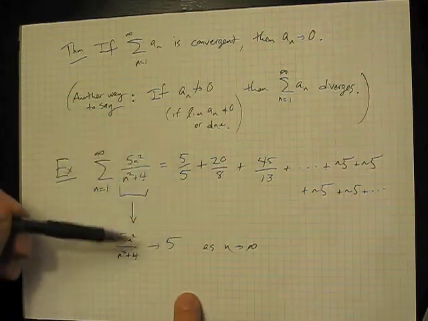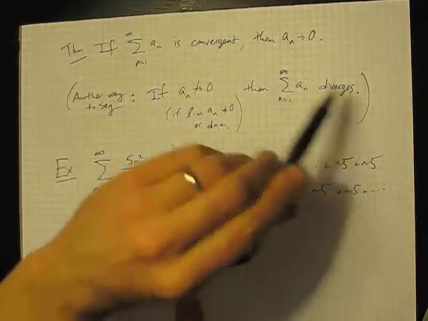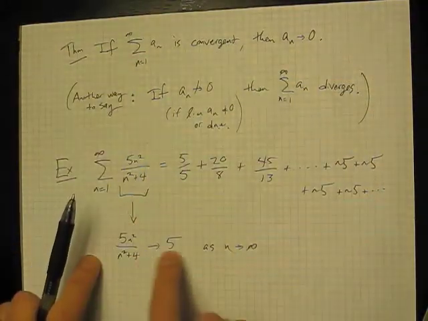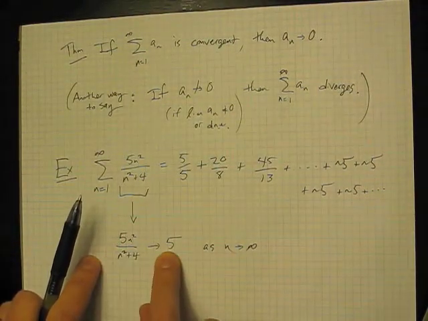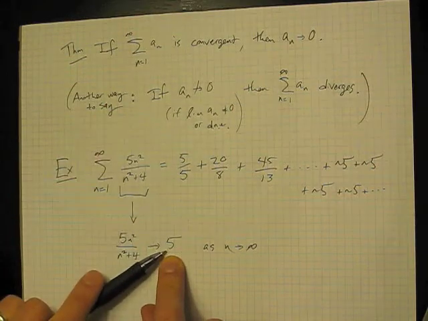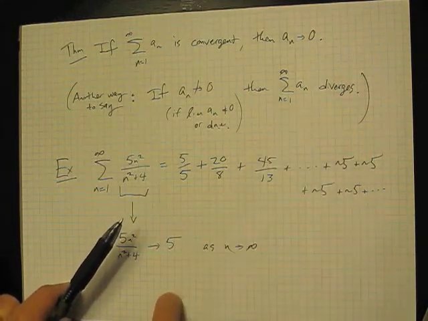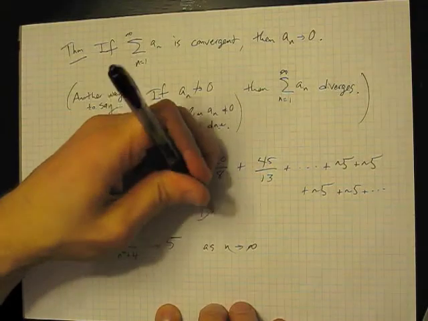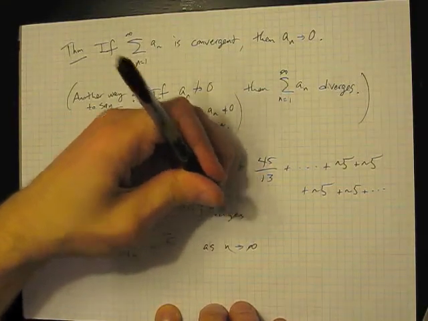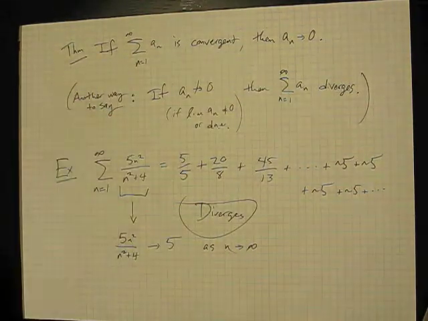But this is why. So we're using this aspect of the criterion here. If the limit of the terms of the sequence isn't 0, so in this case here it's not 0, it's 5, then this has to diverge. So this diverges according to this theorem. Okay. We'll use that all the time.